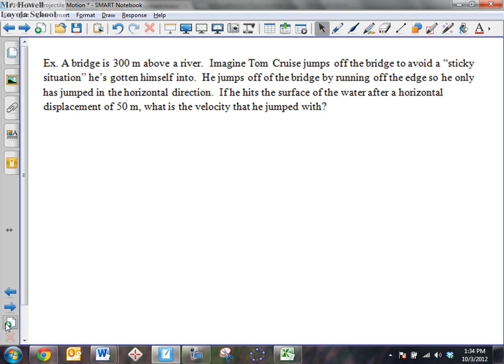All right, so let's begin. First, we have a bridge with Tom Cruise on it. Whenever you have an object like this or a problem like this where it's a bridge or an object being launched horizontally, just draw a cliff, okay? So Tom Cruise is on this bridge. Oops, that's not a person. I'm telling you, the smartboard is so bad in this calibration.